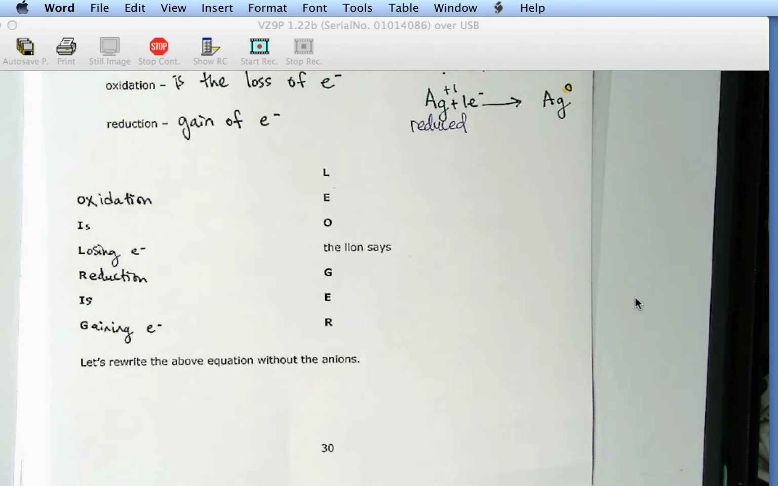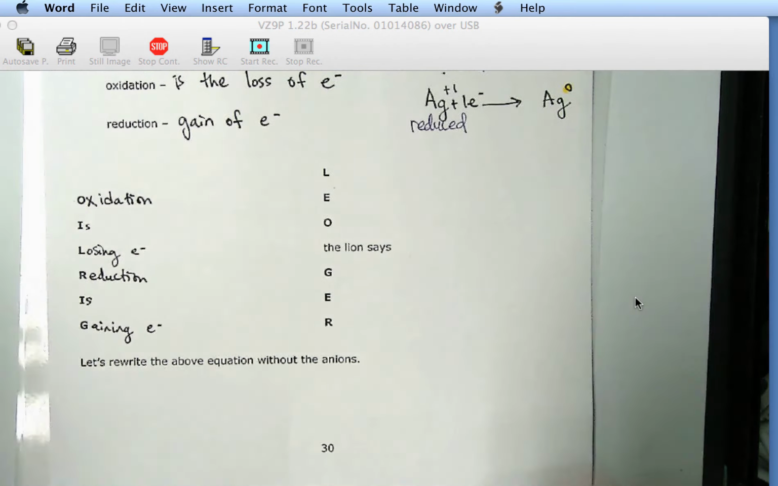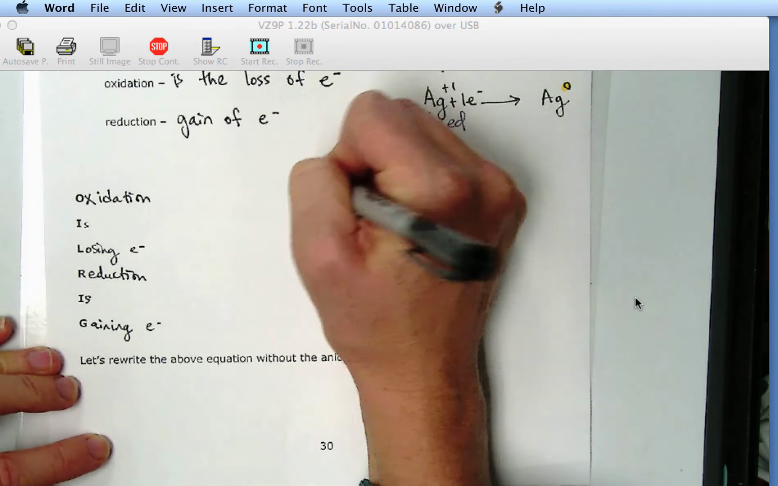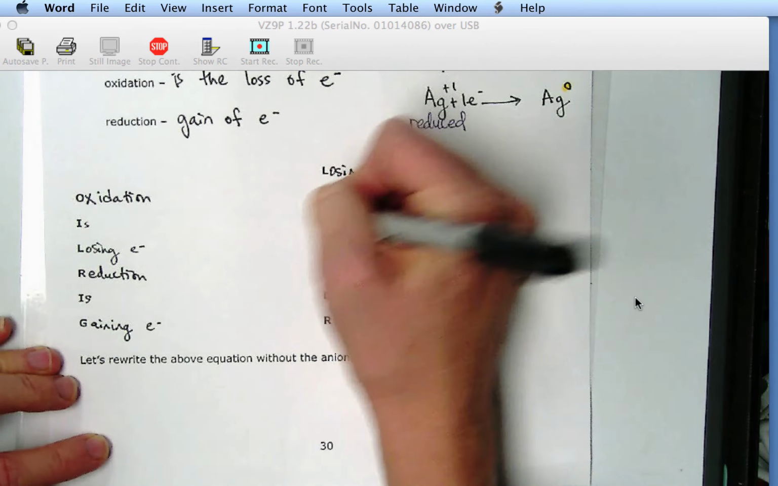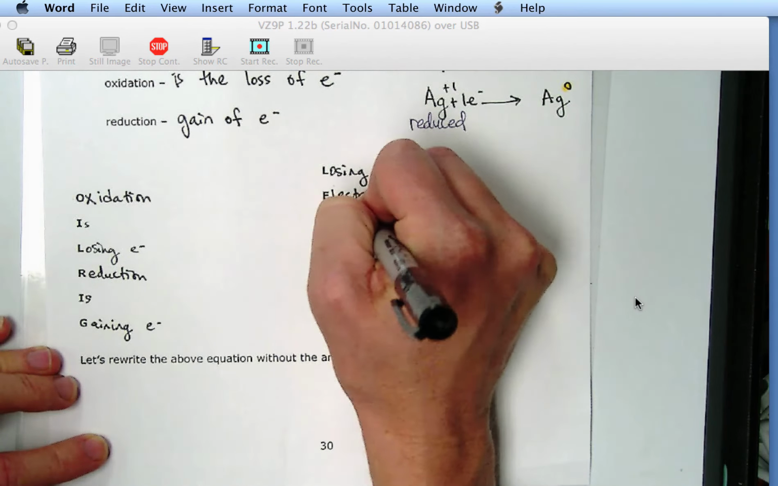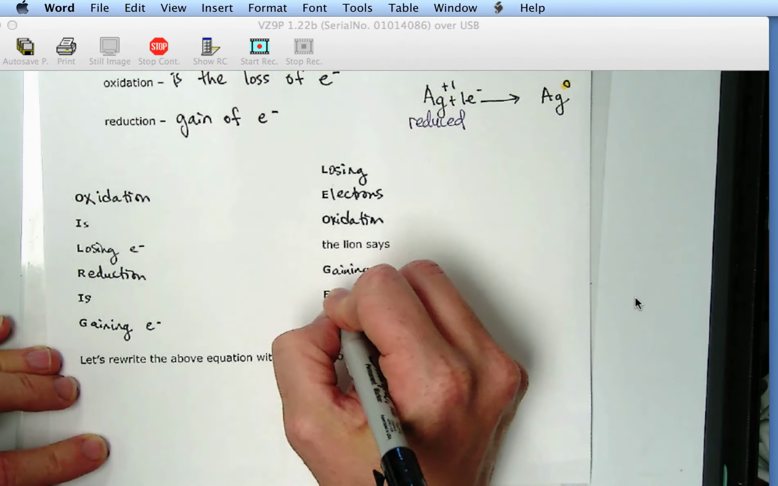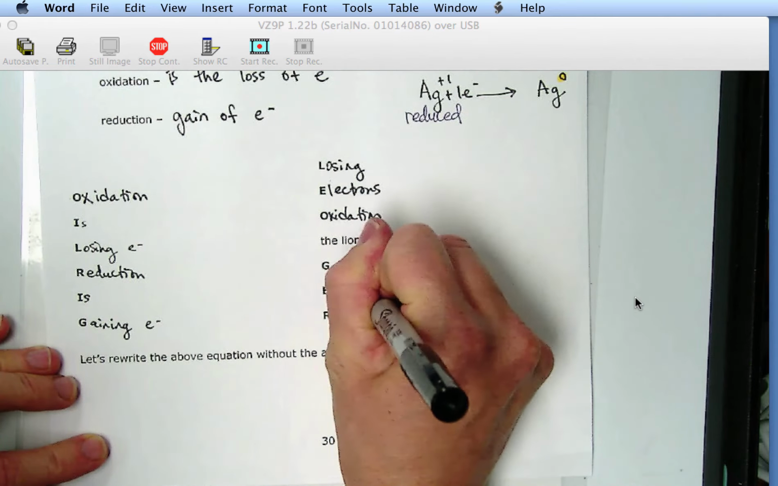So whatever makes it stick for you, I'm not at all offended if you like the Leo the Lion says grr. But Leo is losing electrons, oxidation, gaining electrons is reduction.